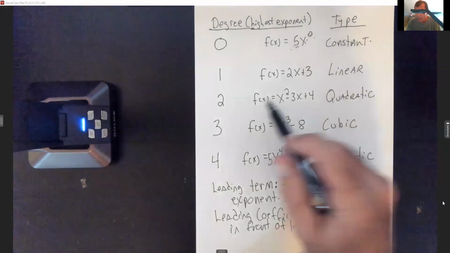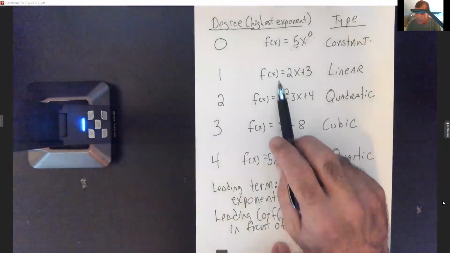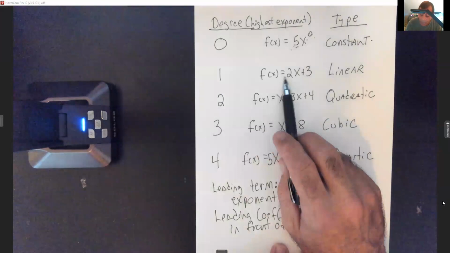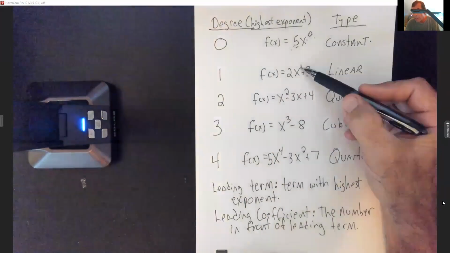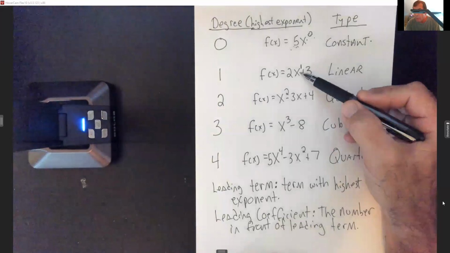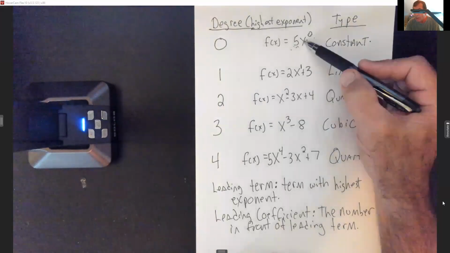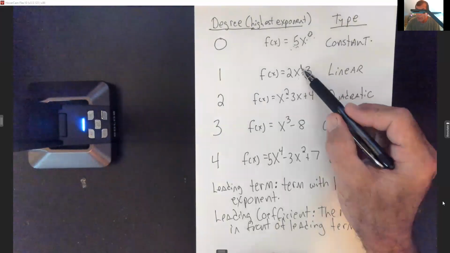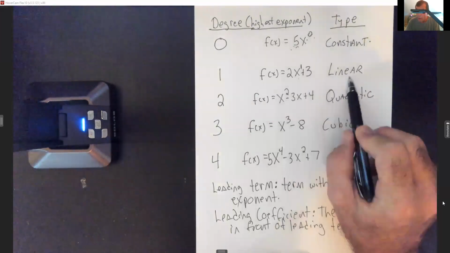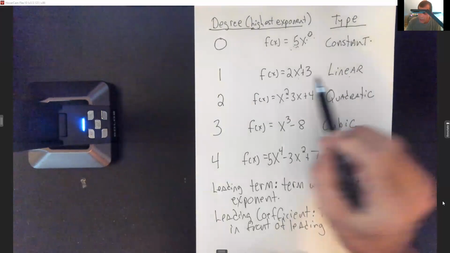All right, if it's got a degree 1, it'll be like f of x equals 2x plus 3. And remember, since there's no exponent there, it's like a 1 for its exponent. So if the variable's missing, its exponent is 0, but if the variable is there, its exponent is a 1. So this is a linear polynomial, and it would make a straight line.